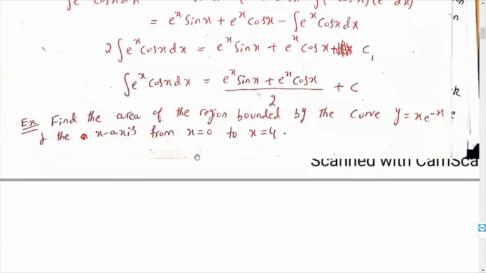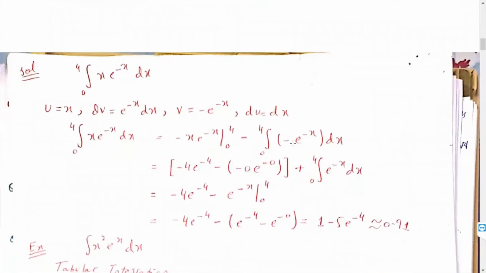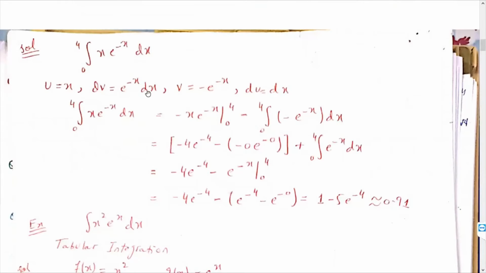Now here is another question. Find the area of a region that is bounded by the curve y equals x e raised to the power minus x and the x-axis from 0 to 4. So this is a question of definite integrals. Integral from 0 to 4 of x e raised to the power minus x. Once again, this expression is a product of two functions, so we can apply integration by parts.